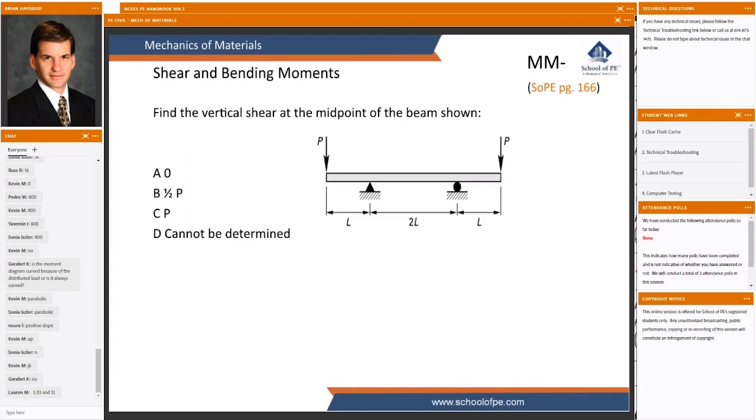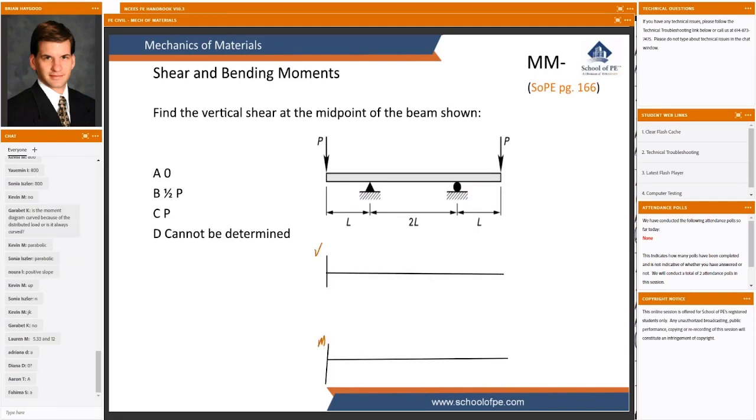Here's one for you. Find the vertical shear at the midpoint of the beam shown. Is this problem symmetrical? Yes. So are we pretty clear that the reaction forces are both of a magnitude P, whatever that is?